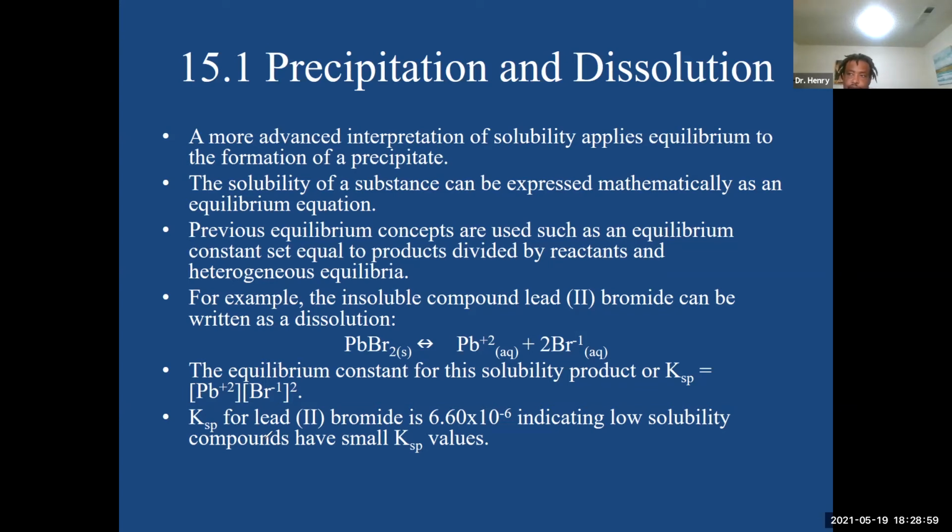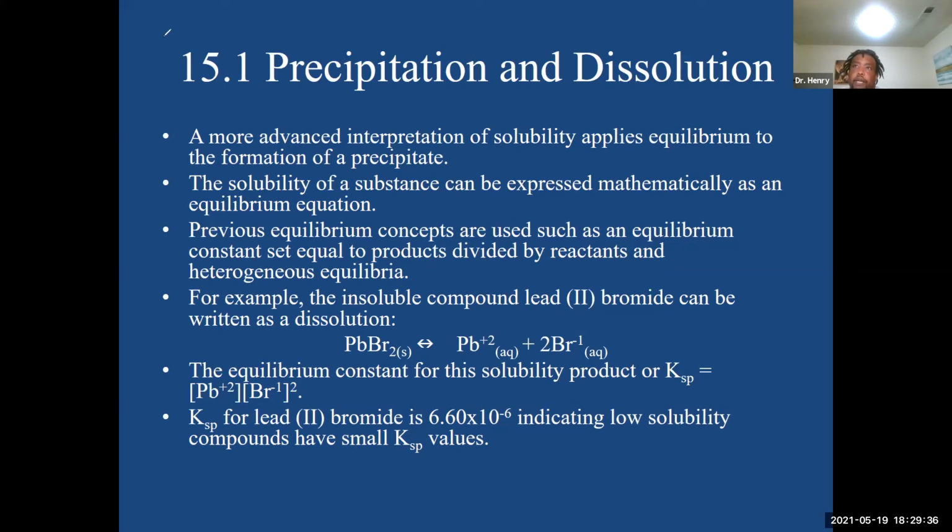Are you with me? Yes. So if you have a high Ksp value, that basically means that everything is pretty much soluble, right? If you have a low Ksp value, then that means that most of the stuff is insoluble. Okay? And that makes sense, right? Because if you have a larger value for these concentrations, your Ksp is going to be a big number, a bigger number.